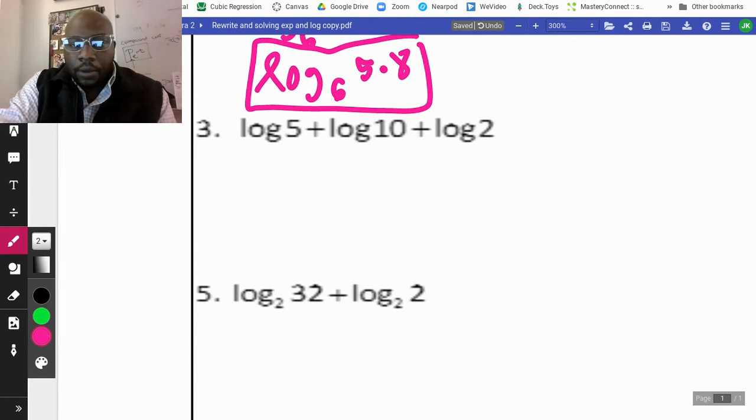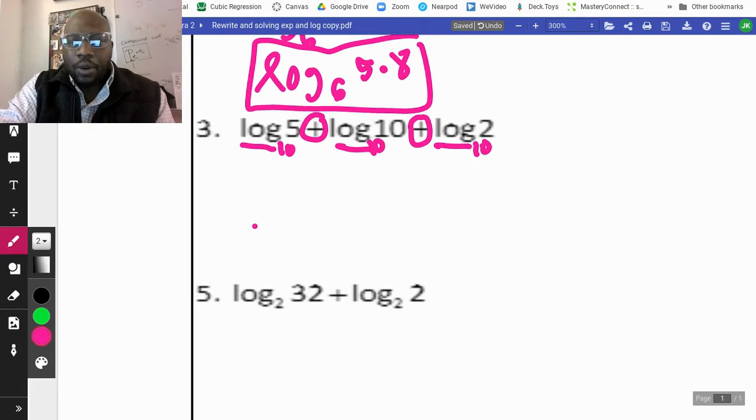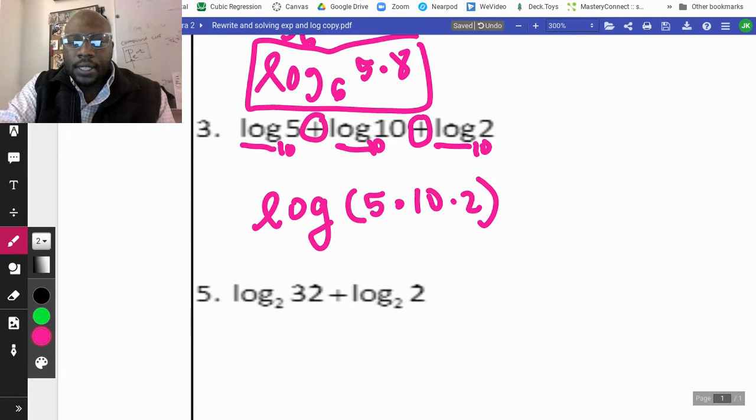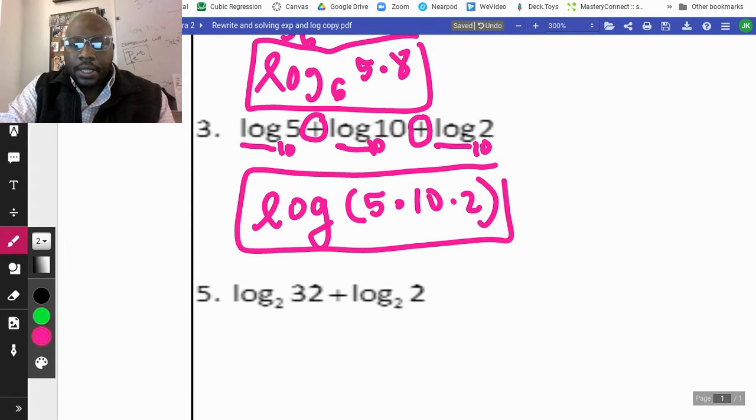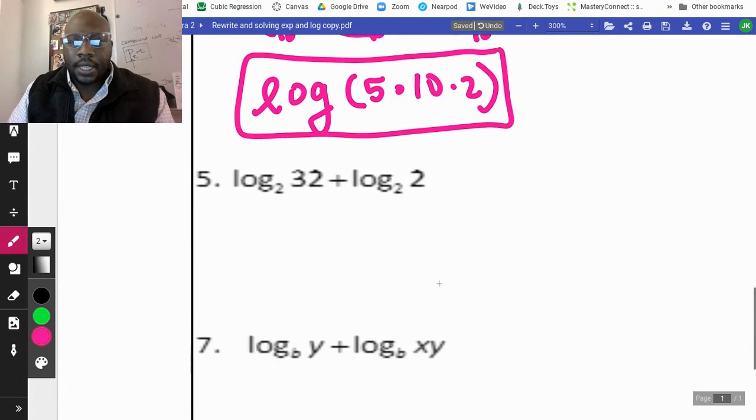Let's do the next one here. Log, because they don't have a number, guess what's underneath there? The base is 10. If there is no number, the base is 10. Do I have to write the 10? No, you know it's there. Since they are being added, we know we're going to write it in multiplication format. So I have 5 times 10 times 2. You can leave it like this, or you can multiply all these numbers. I tend to just leave it like this so I can easily see it.